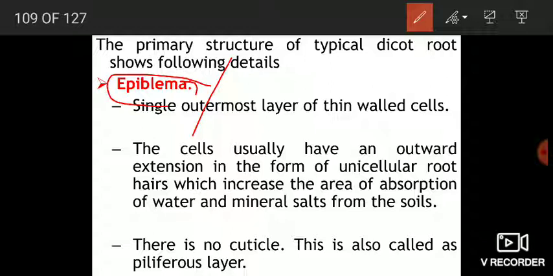So let's move on with what is epiblema. It is a single outermost layer of thin-walled cells, and some of these cells have an outward extension in the form of unicellular root hairs. The primary function of these root hairs is absorption of water and mineral salts from the soil. This point is very much important. There is no cuticle on the outside of these cells. Okay, cuticle is absent in case of roots.